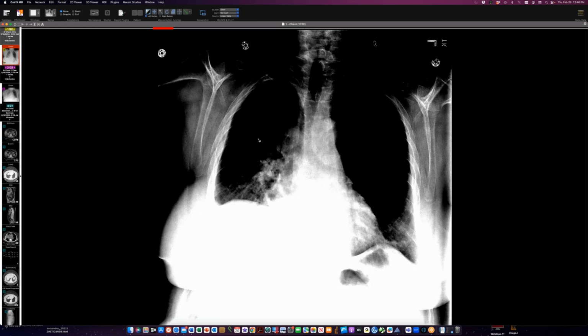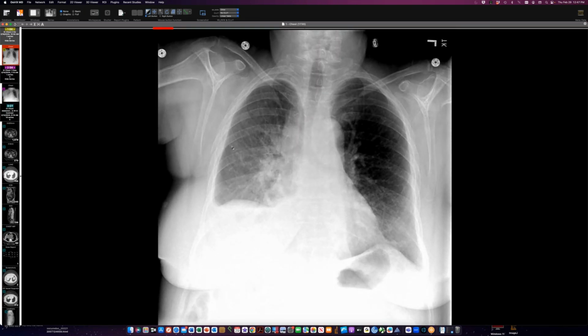I mean, the right upper lobe seems to have pretty much cleared, and we have some stuff at the base here, and we have some effusion, so it looks a whole lot better. Well, another perception difficulty here.